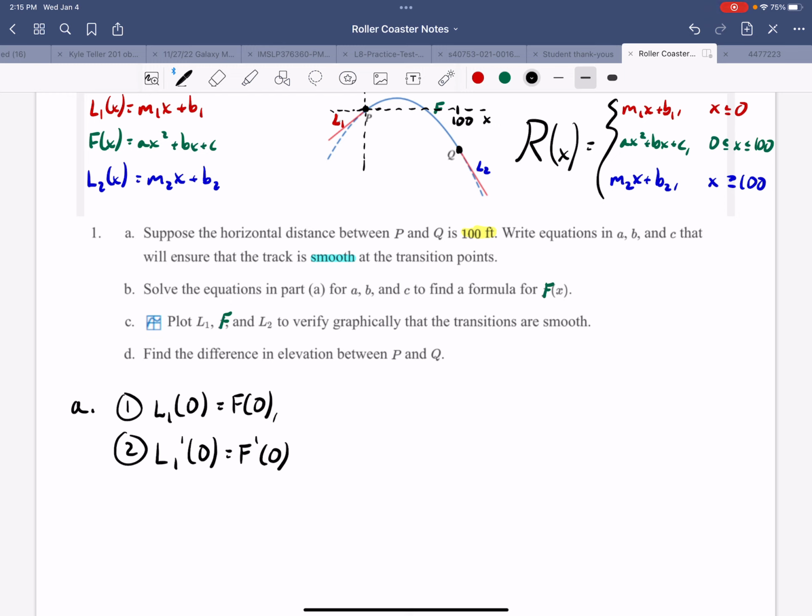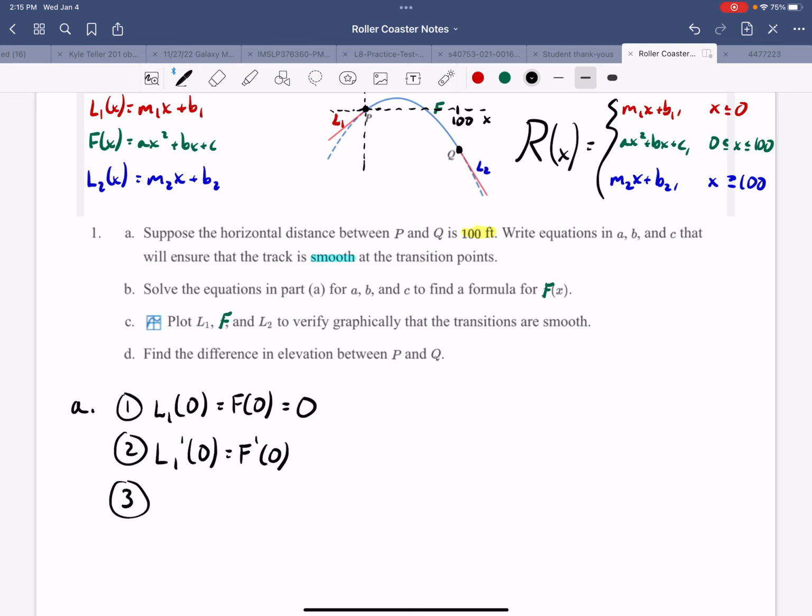Okay, that's equation 2. Now, I should back up for a second. For equation 1, we actually know another little piece of information. We also know that because P is the origin, L1 of 0 equals F of 0, which equals 0. I should back up. Equation number 3.